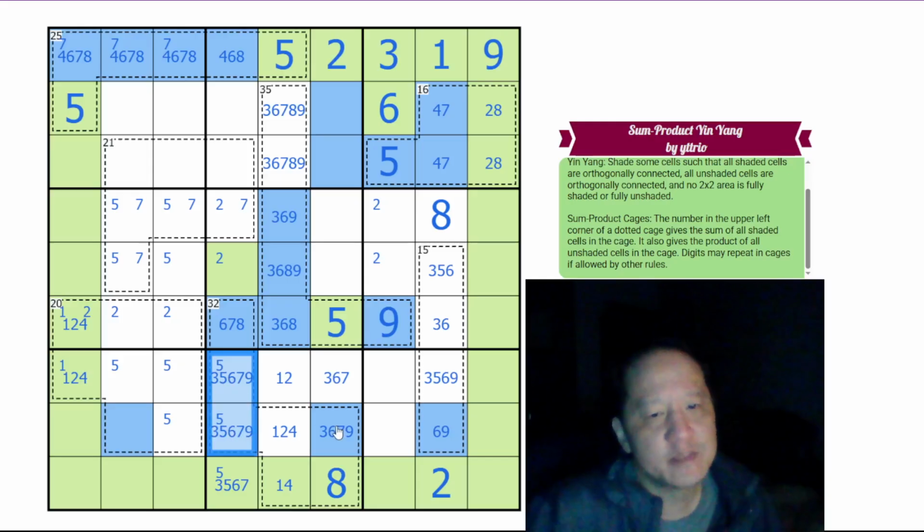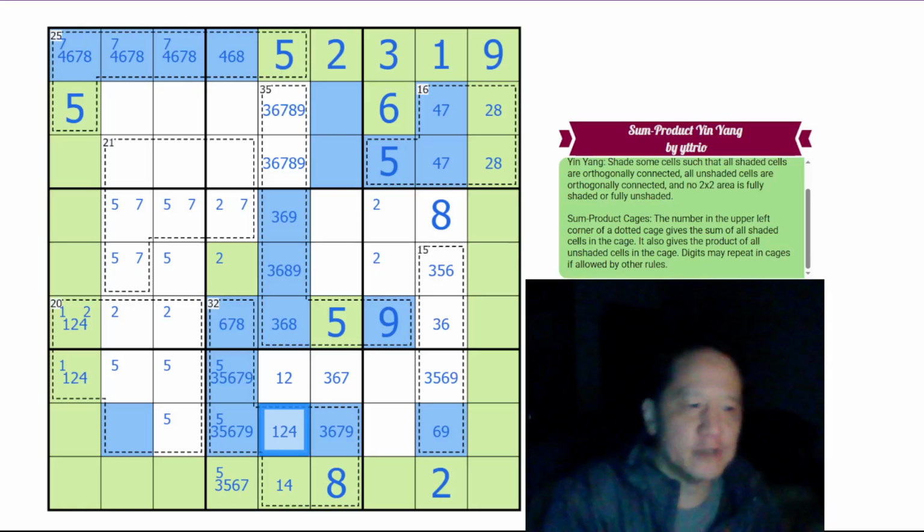Well, what's the maximum for 3 digits? For 4 digits, it's guaranteed to be 2, 6, 7, 9 with 8. Oh, it's 6, 7, 9 here for 3 digits. But then this can't be 9. So 6, 7, 9 is 22, which would require a single digit here, which means this has to be shaded to give you 5 digits to add up to 32, which would be valid.